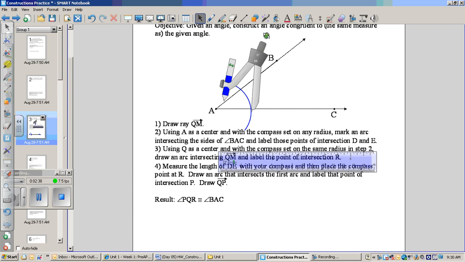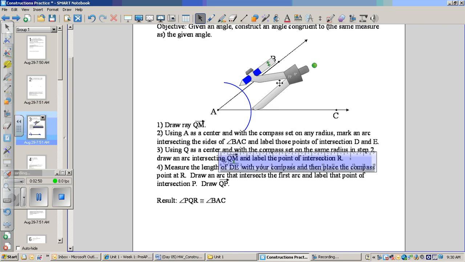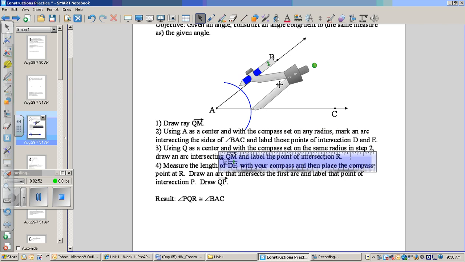Then, what you're going to do is open your compass to where the pencil part of your compass touches the intersection of the arc and the other ray. Okay, does that make sense? So just open it that wide. So basically you're measuring the distance between the two intersection points of your arc. Does everyone have that?